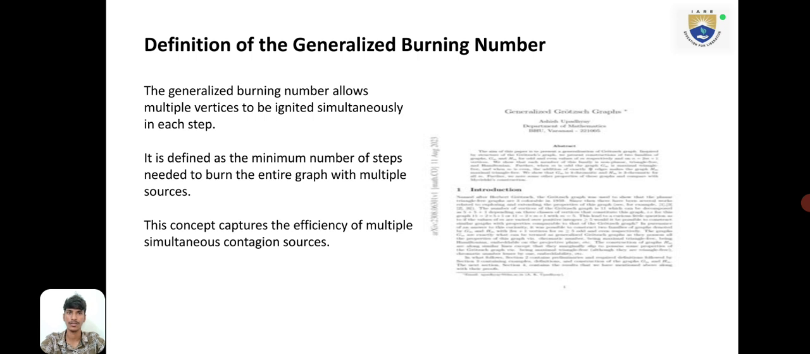Definition of the generalized burning number. The generalized burning number allows multiple vertices to be ignited simultaneously in each step. It is defined as the minimum number of steps needed to burn the entire graph with multiple sources. This concept captures the efficiency of multiple simultaneous contagion sources.